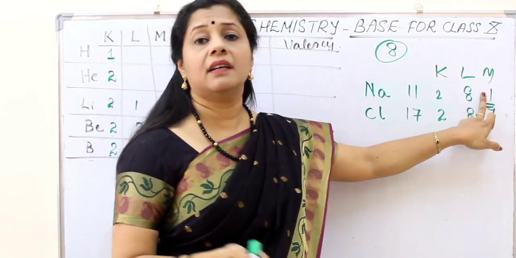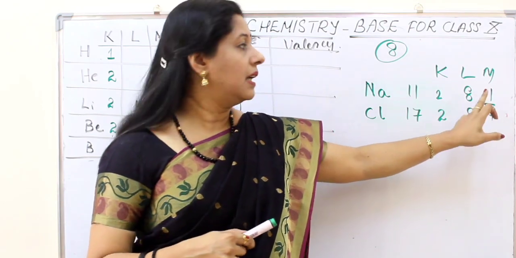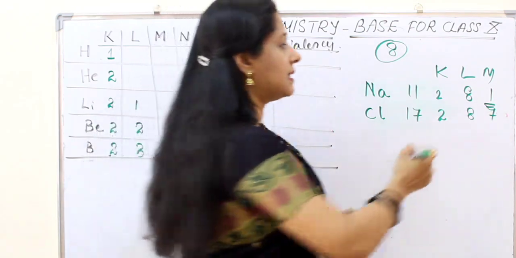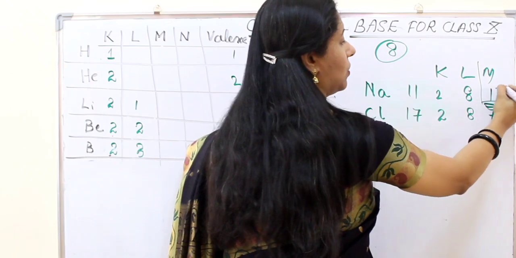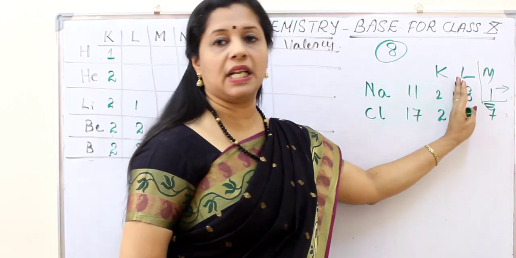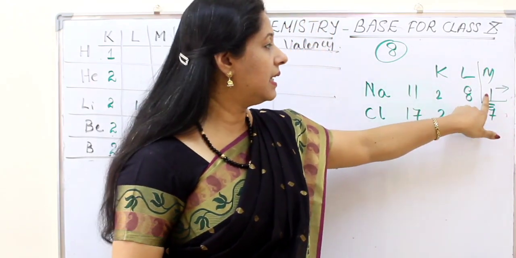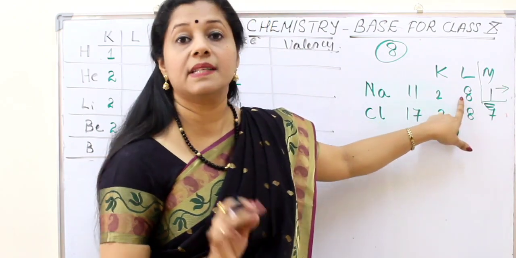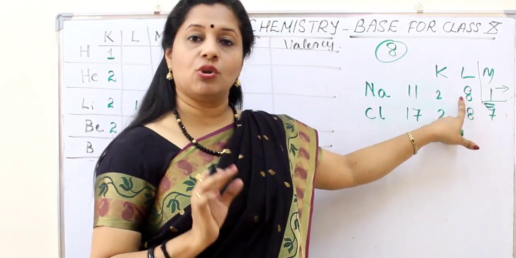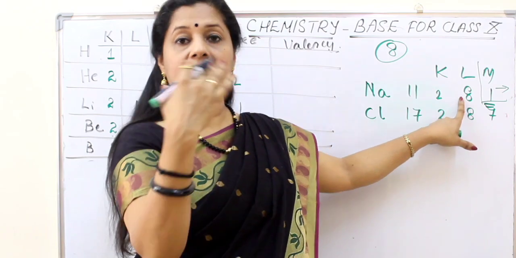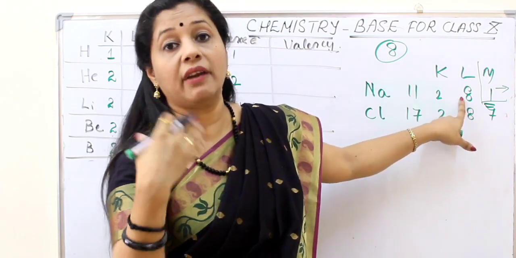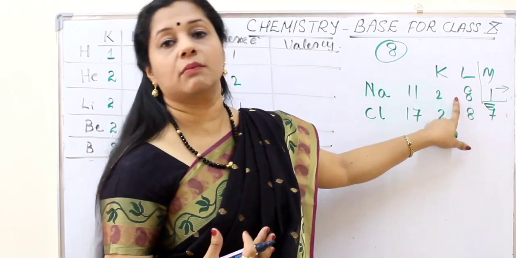Rather than taking 7, which is difficult, giving 1 is easy. Just leave this outermost one out, so that the previous shell L becomes the outer one now. Because now this is gone, this is the outermost, it has got 8. So it's happy. So sodium, instead of taking 7, prefers to give 1 to make the outermost 8.